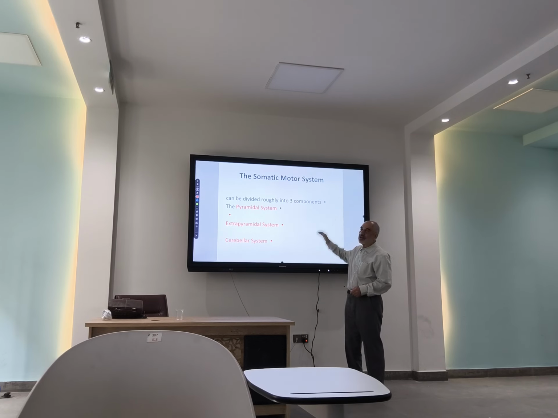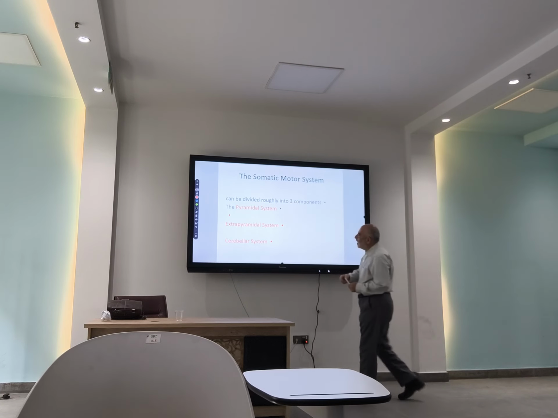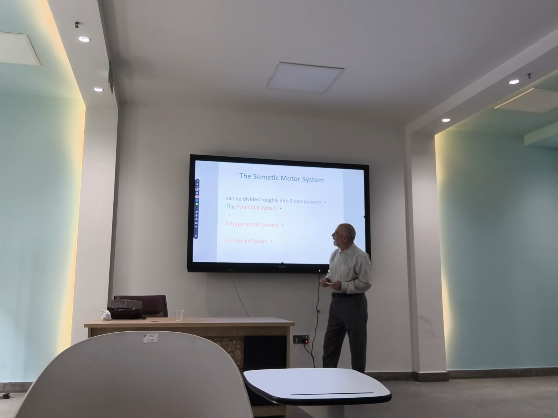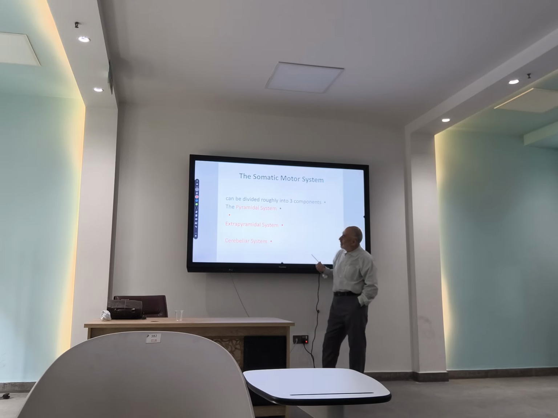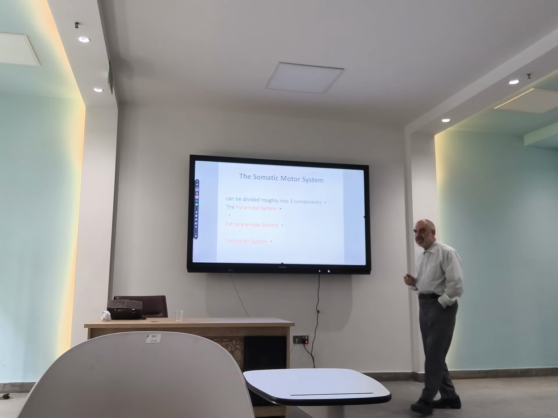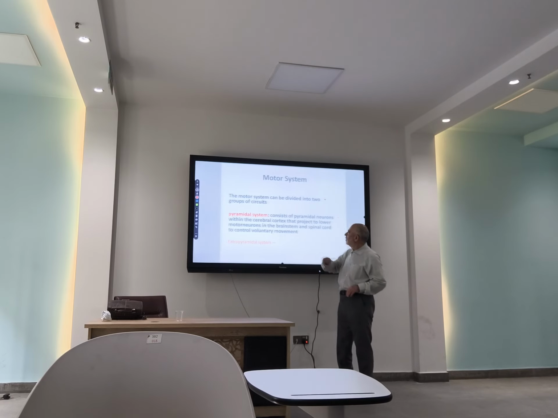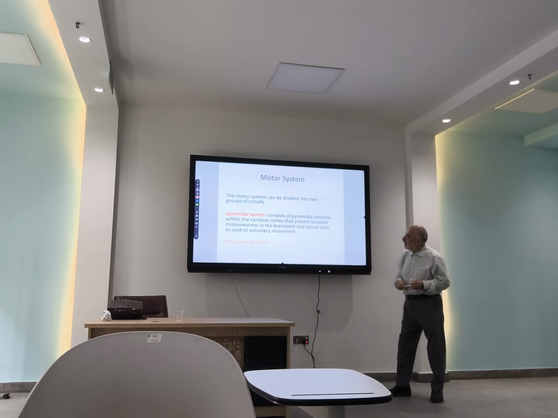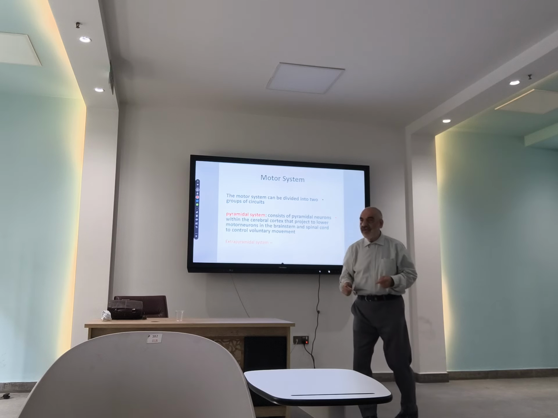So the somatic motor system is related to three components. We have the pyramidal system, and also the extrapyramidal system, and the cerebellar system. I will explain them for you, but today is about the pyramidal system, which is related to the pyramid. So the motor system can be divided into two systems. One system is the pyramidal.